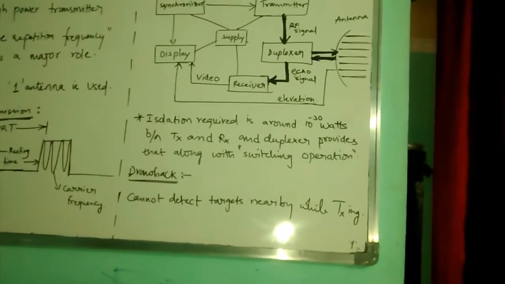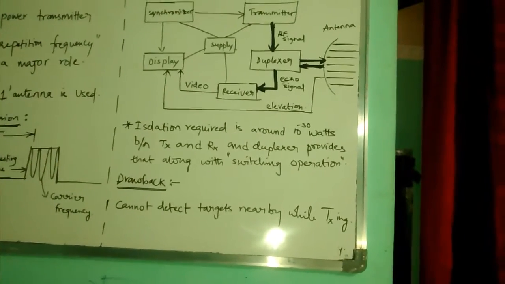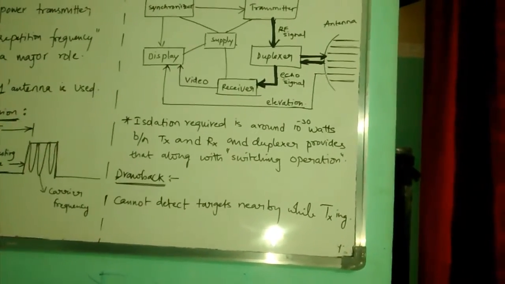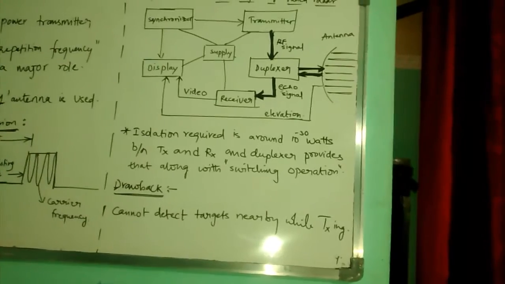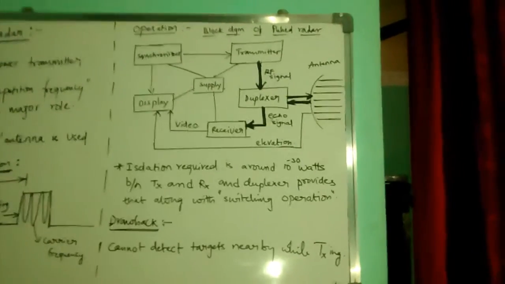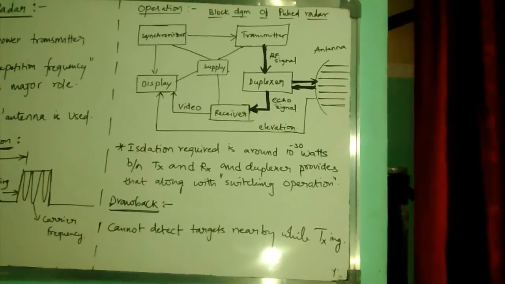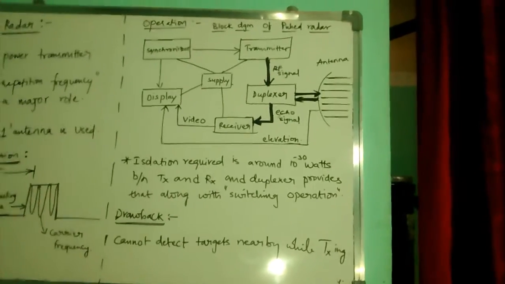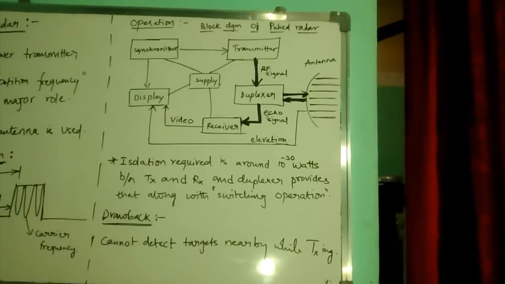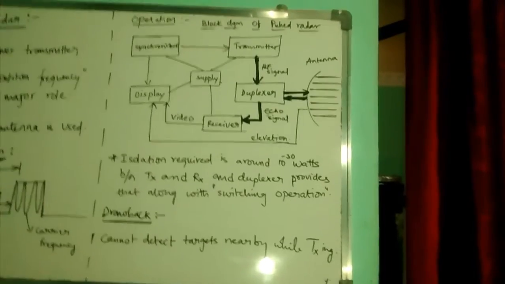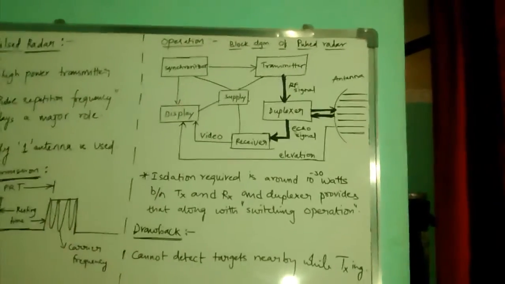If the transmitter is operating and the receiver interferes in between, as the transmitter is of high power and the receiver is of low power, it definitely affects the receiver. So in order to avoid interference, the duplexer is used. The duplexer provides the required isolation of 10 power minus 30 watts between transmitter and receiver so that both don't interfere while the action is going on, and it provides that using switching action.